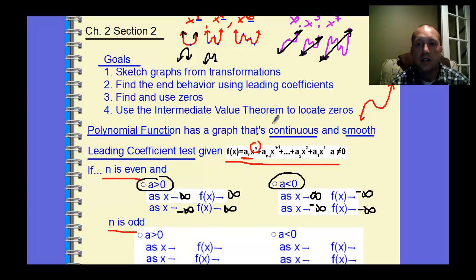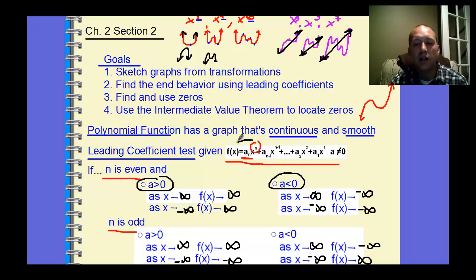For n odd, the purple graphs here, if a is greater than 0, if we go right, which means x goes to positive infinity, the graph goes up, so y goes to positive infinity. As x goes left, y would go down. And then if a is less than 0, we reflect that, so we're going downward. So as x goes right, to positive infinity, the graph would go down. As x goes left, we would go up. So these behaviors are always true, so you don't necessarily have to graph it.